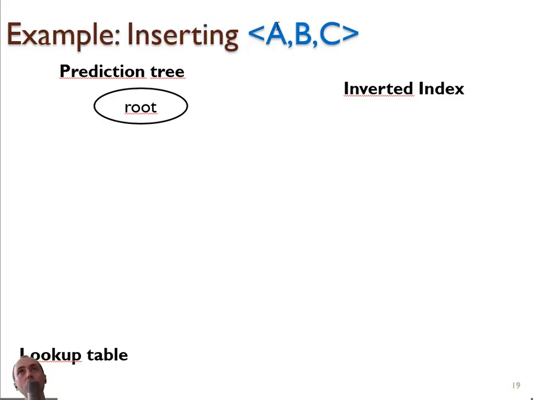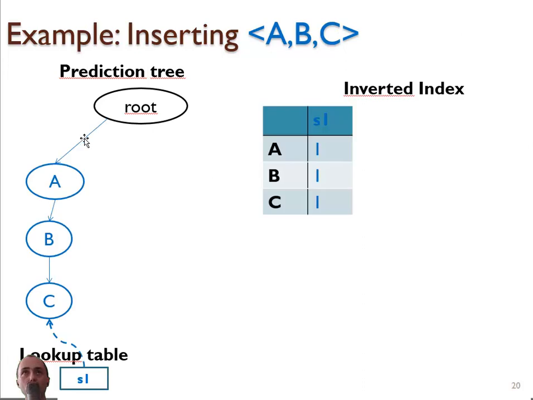So here first we look at the sequence ABC. What we do first is add a branch in the tree with A followed by B followed by C. So we are training the model now. We put ABC in our prediction tree.